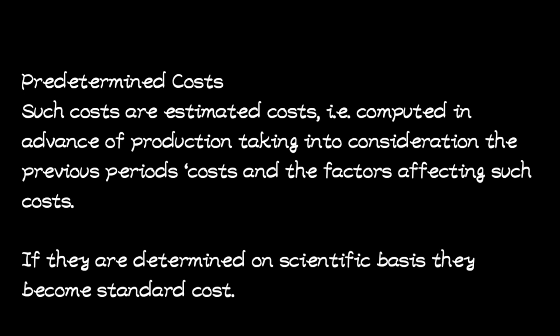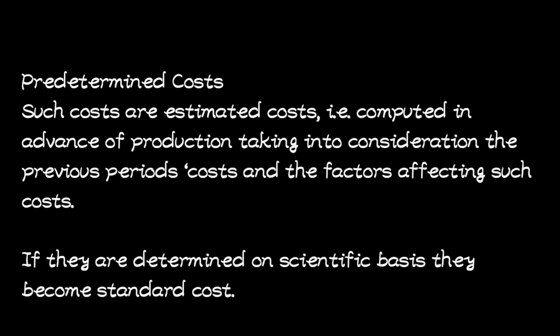Then another cost we have is predetermined costs. Under classification by time is predetermined costs. Predetermined is something that can be predicted. So such costs are estimated costs. For example, they are computed in advance.